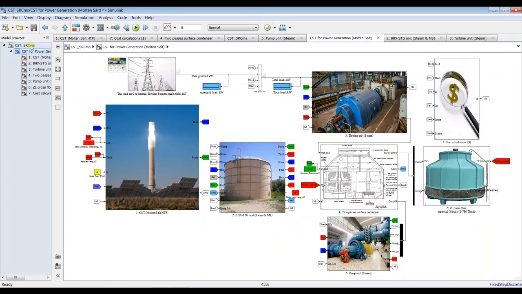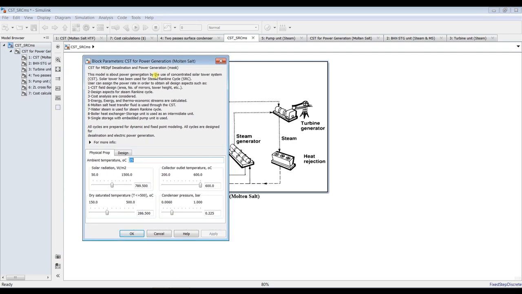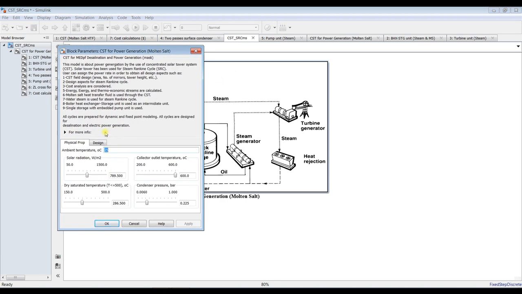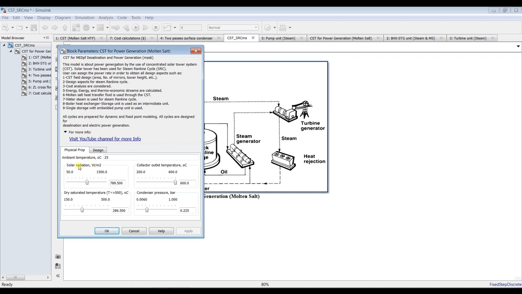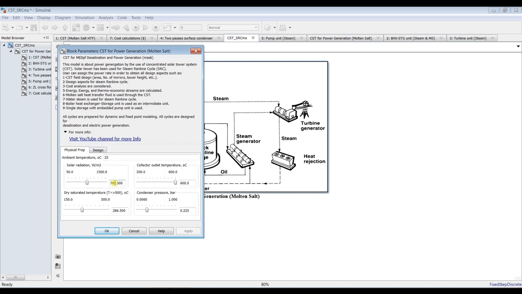But before running our model, you have to assign some inputs. Double click your mother block. You'll find your parameters: physical properties or operating conditions, and design parameters. For design, I suppose I need just 10 megawatts, or 10,000 kilowatts. Hit apply. And for physical properties, let's go for solar radiation.